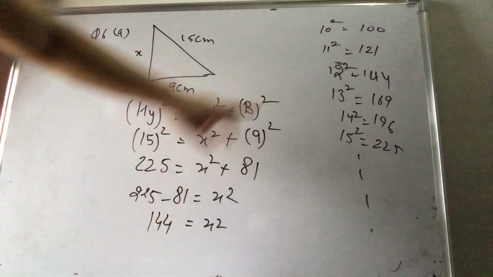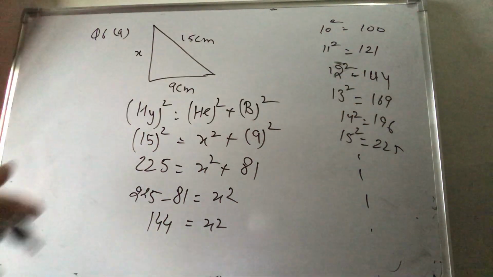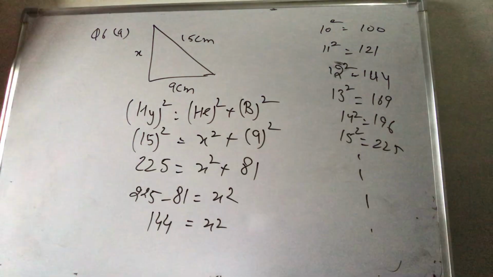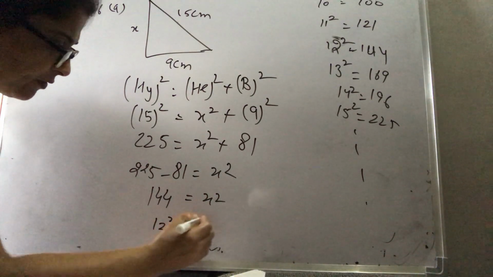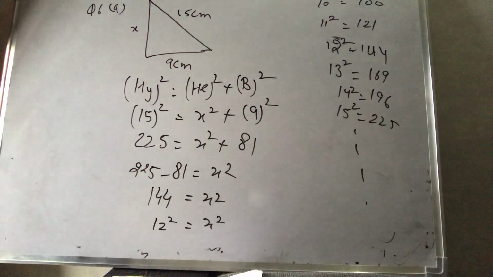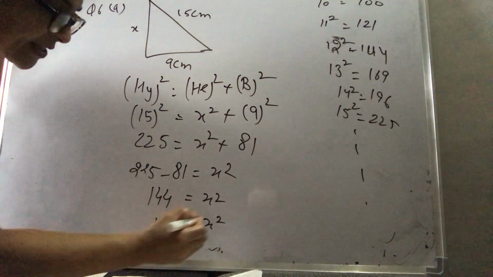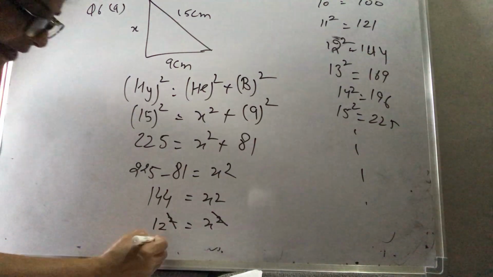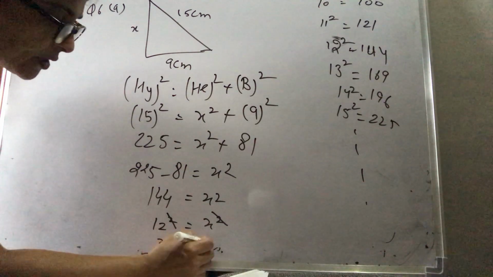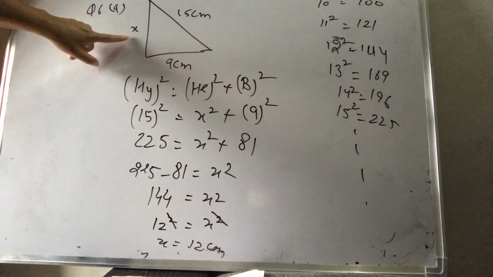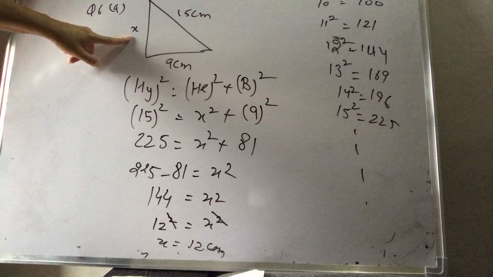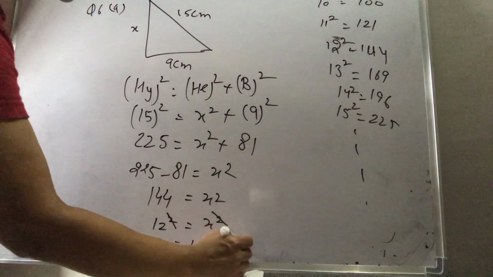Now 144 is the square of 12. So in the next step, we will write 144 as a square of 12, and on the right hand side it is x square. Now the same powers will be cancelled and bases will be equal. We have got x is equal to 12 centimeters. So in this question, the height of the right angle triangle is 12 centimeters. That is the answer.